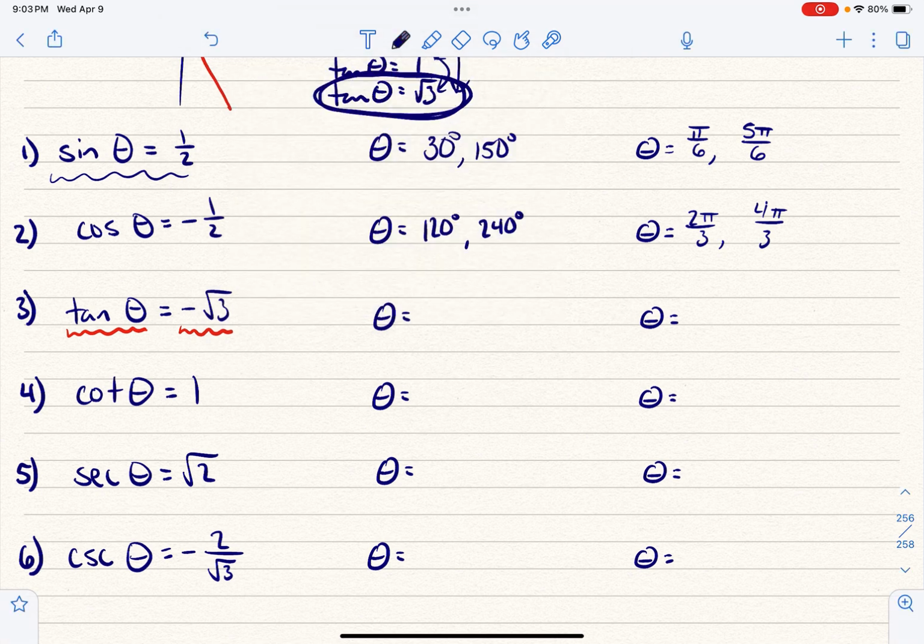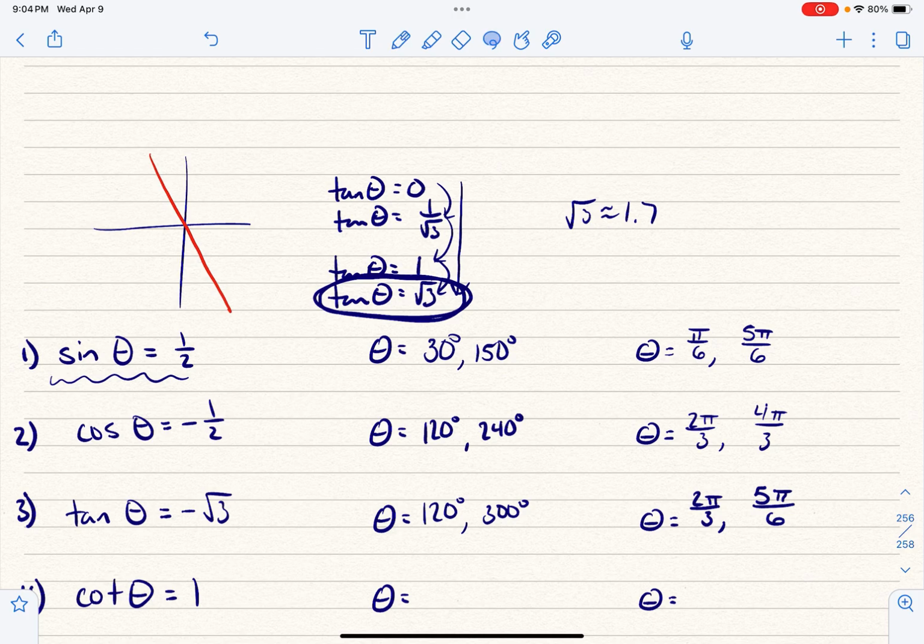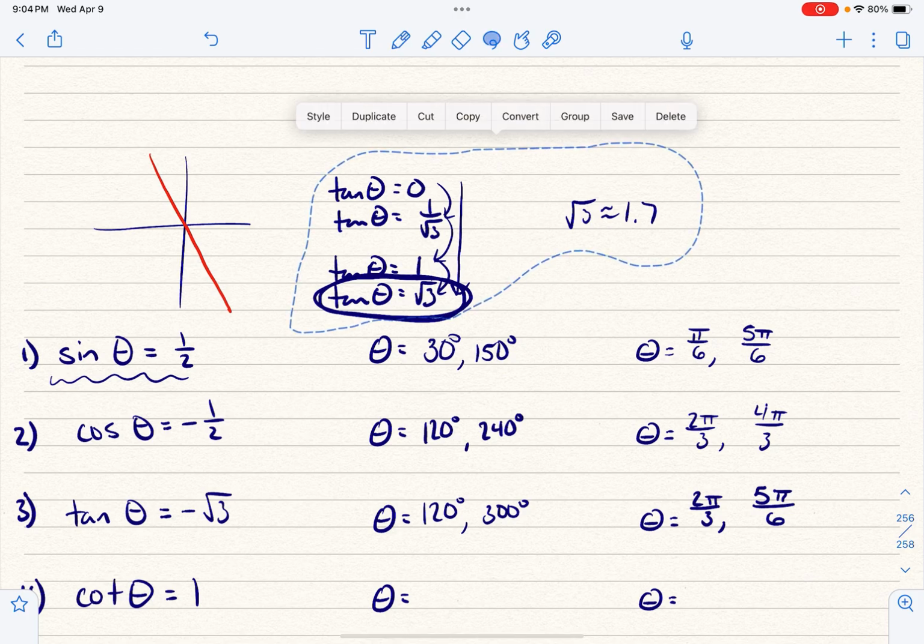That's going to happen at 120 and at 300 degrees. And, of course, in radians, 120 is 2 pi over 3, and 300 degrees is 5 pi over 6. All right. Now let's talk cotangent. Hopefully tangent made sense. Tangent is slope. That's what we got to remember.